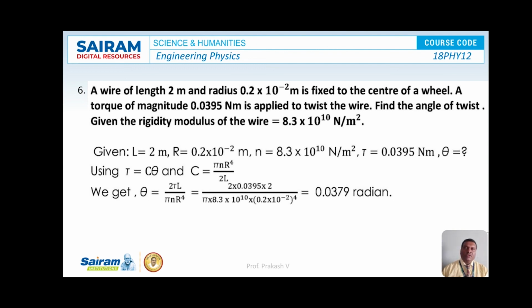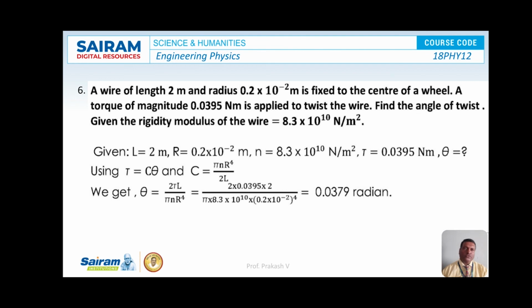As per the data available in this problem, the given data is L is equal to 2 meter, radius R is equal to 0.2 into 10 to the power of minus 2 meter, and then rigidity modulus N is equal to 8.3 into 10 to the power of 10 Newton per meter square, and torque T is equal to 0.0395 Newton meter, and here we have to calculate the value of theta, that is angle of twist. So we know that torque T is equal to c theta, further C is equal to pi n r to the power of 4 by 2l. So we get the value of theta as 2tl by pi n r to the power of 4.